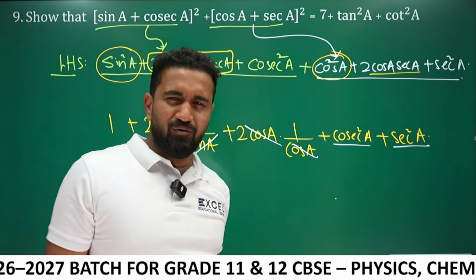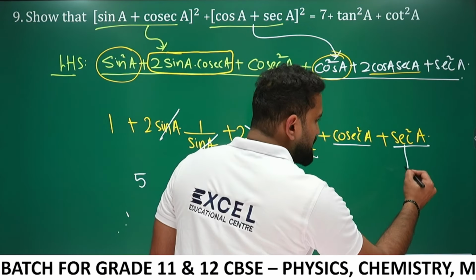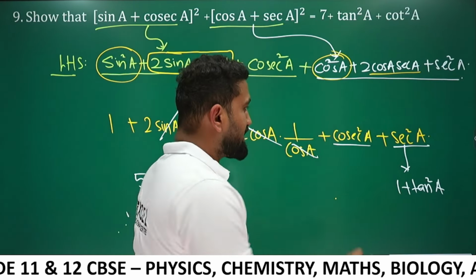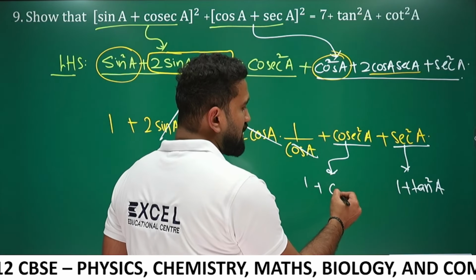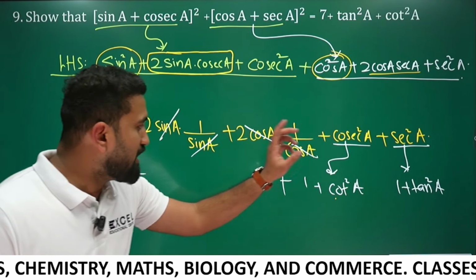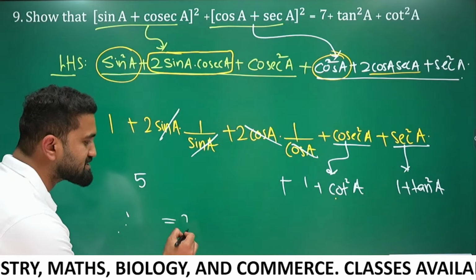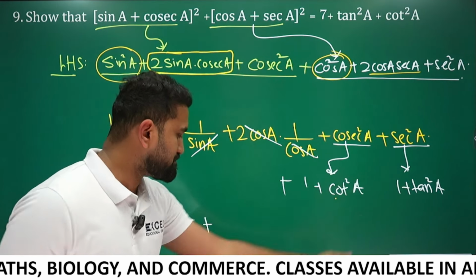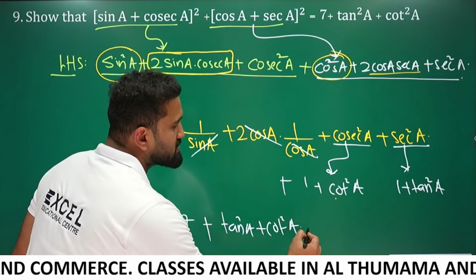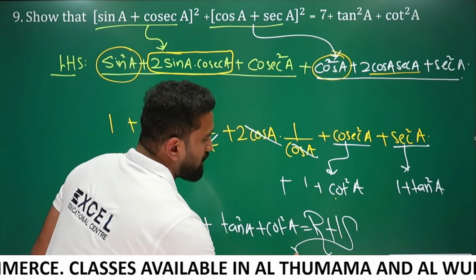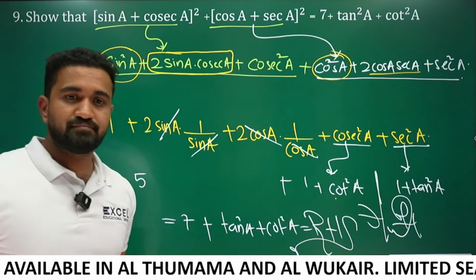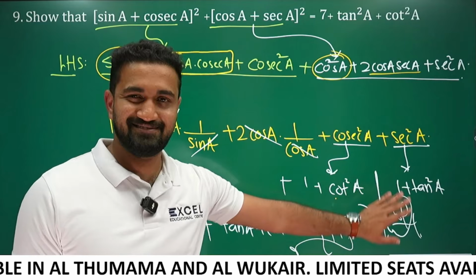The basic formula, what is that? Here, sec square is equal to 1 plus tan square, so that you will be getting a 1 from this. Next guy, cosec square is 1 plus cot square A, so I'm getting another 1 from here. So that 1 plus 5, this will be 7. And the remaining people, tan square A plus cot square A, which is the required RHS, hence proved. You got the idea? Fine.